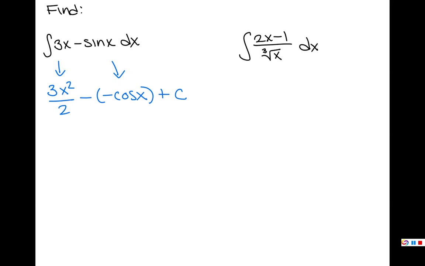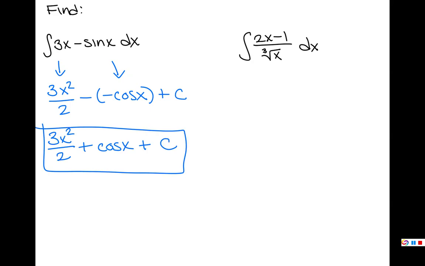All right, here's 2 more. If I want to integrate 3x minus sine x, I do it one piece at a time. The 3 stays there. That's an x to the 1, so it becomes an x squared over 2. The antiderivative of sine x is negative cosine x. So I guess negative cosine x turns into a plus cosine x. And there's my final answer. Again, I made sure to add that plus c at the end.